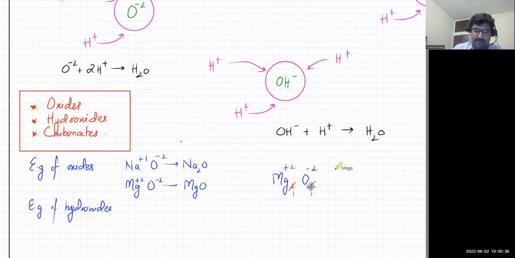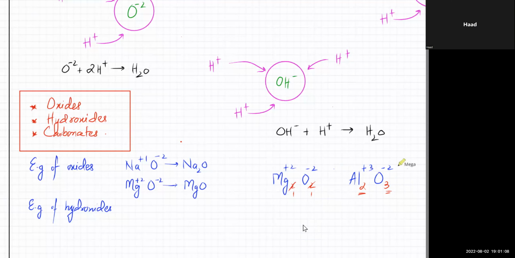Like if I have aluminium, aluminium is group 3, so that's +3, and oxygen is group 6, and that's -2. So now if I do crisscross, there would be 2 aluminiums and 3 oxygens. But this ratio can't be simplified. You can't simplify 2:3. That is already the simplest. So aluminium oxide is Al2O3, but magnesium oxide is not Mg2O2. It's actually Mg1O1.